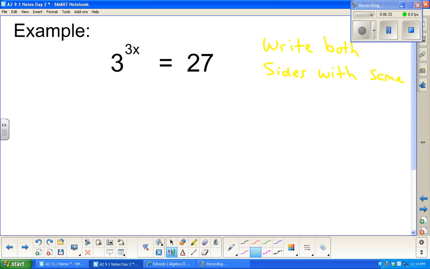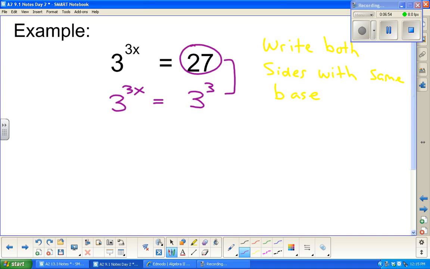So I'm looking at the left side of my equation. It's 3 to the 3x. So the base is 3. So is there a way to rewrite 27 so that its base is 3? Okay, and I know that 3 to the third power is the same as 27. Okay, I just rewrote the 27 as 3 to the third power. Here's where that property kicks in now. Note the bases are the same.